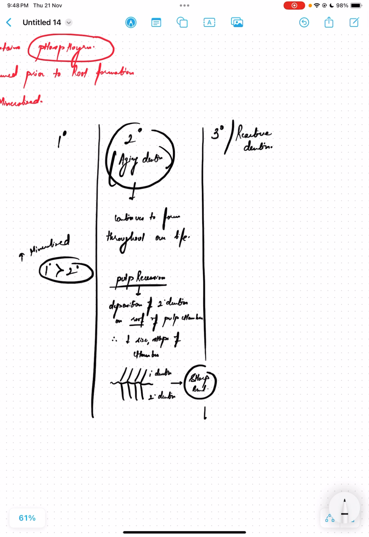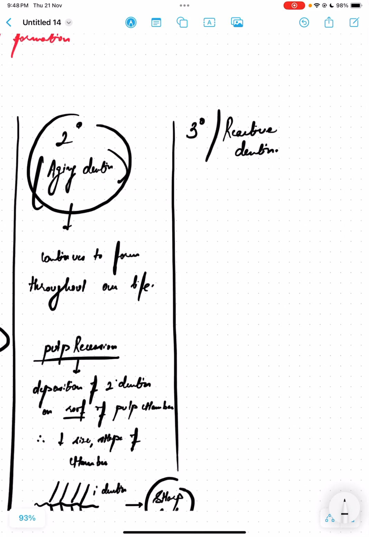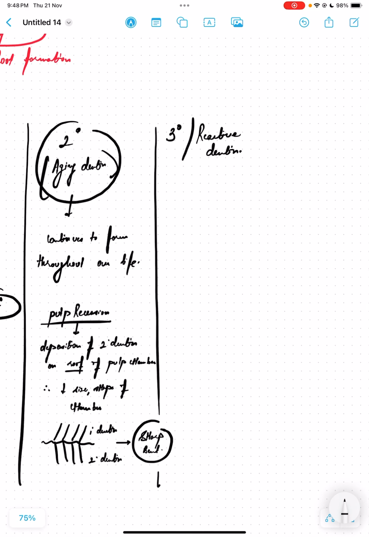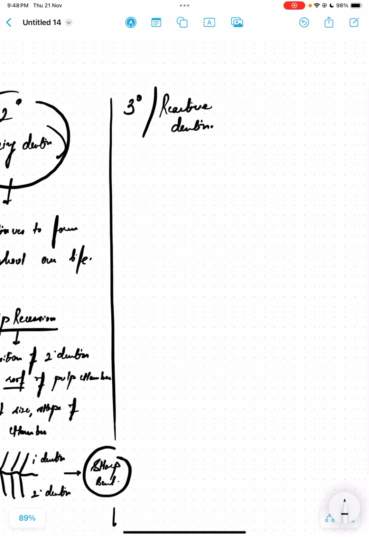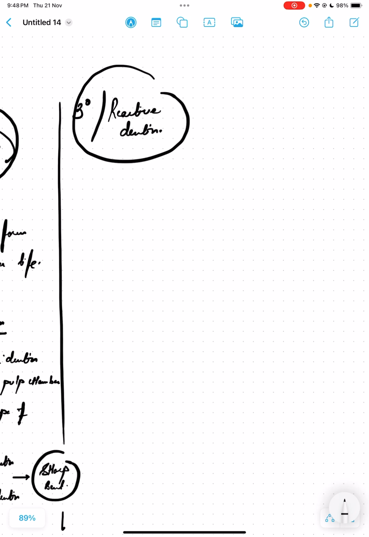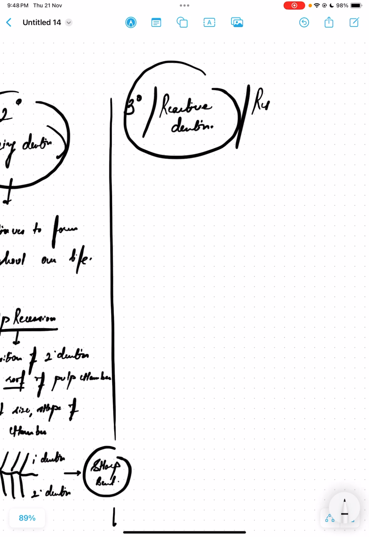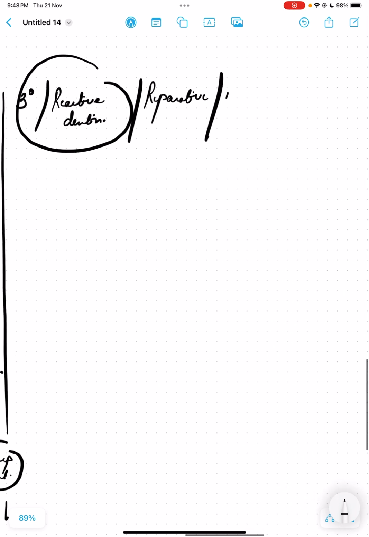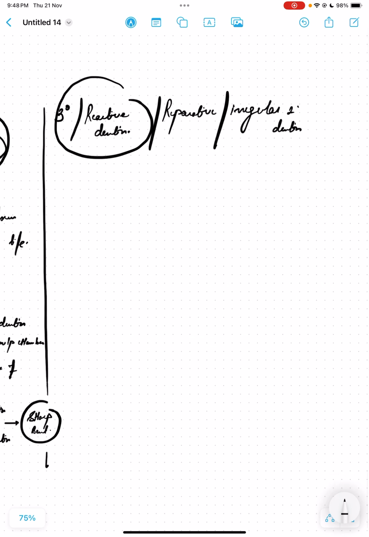Okay, what is the type of dentin that occurs due to an abnormal stimulus? The tertiary or the reactive dentin, also called the reparative dentin, also called irregular secondary dentin. Basically, it occurs due to the presence of any abnormal stimulus. It can be any kind of trauma, mechanical, thermal, or microbial.